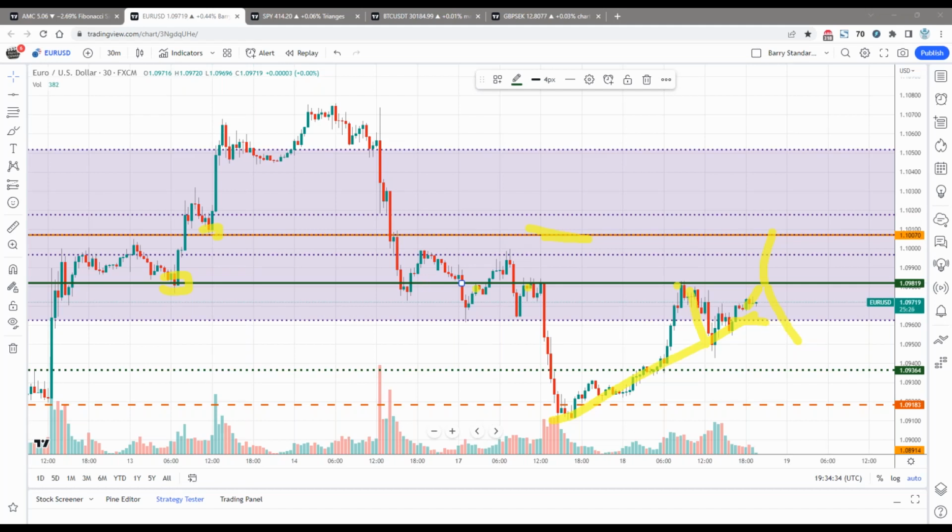But we know that this has become a key structural level. So we might want to say, okay, if price moves up to this level and bounces off it, we would open a sell trade. Where we would open a sell trade is several points below the bounce off of this level.